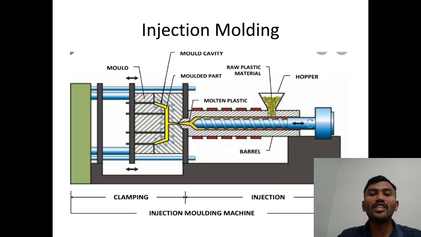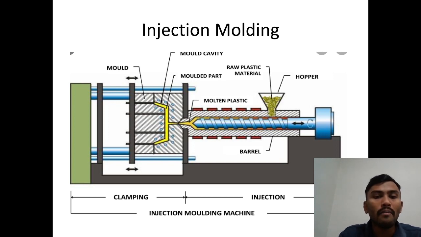This is an injection molding setup. This is an injection molding machine. In this machine, there are two types. We can define two halves. One half is known as clamping, and the other half is known as injection.